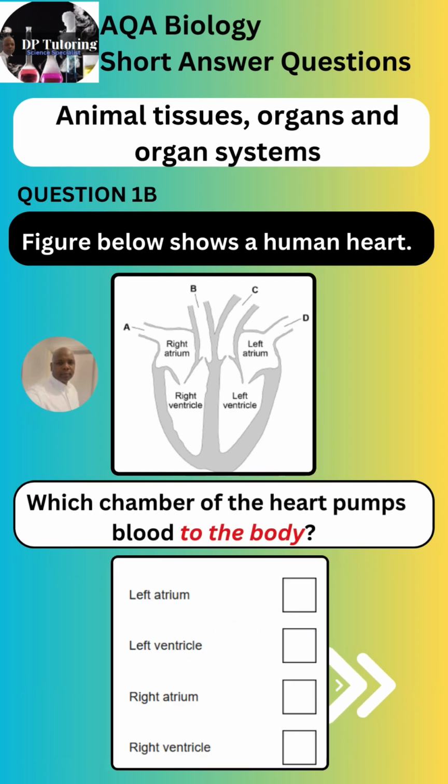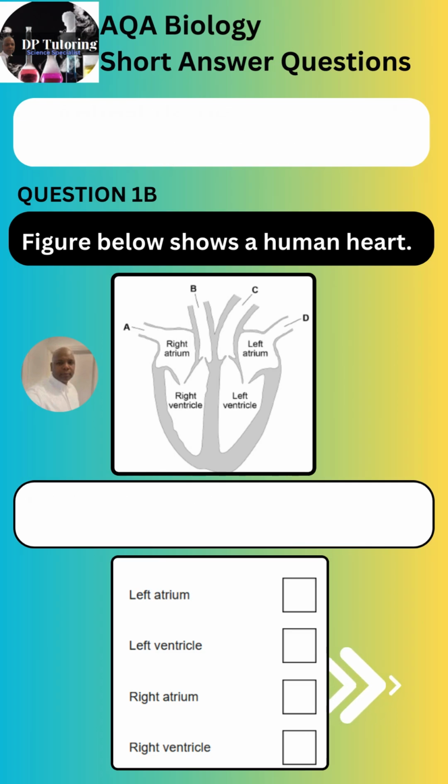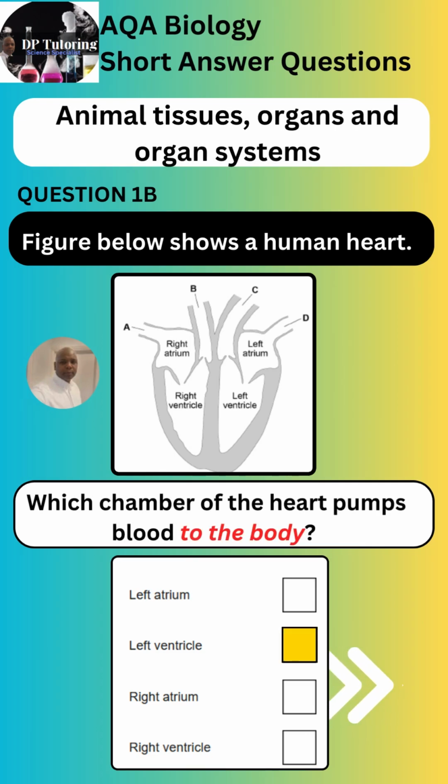Again, part B of this question is still focusing on the diagram on the screen. You are asked for this part of the question to identify which chamber of the heart pumps blood to the body. You are given the left atrium, the left ventricle, the right atrium, and the right ventricle, and you need to choose one of those options. The correct answer for part B of the question is the left ventricle, which is the correct chamber of the heart that pumps blood to the body.